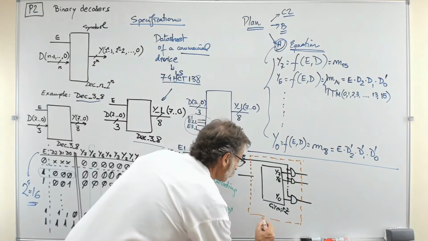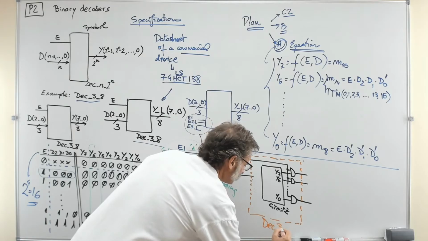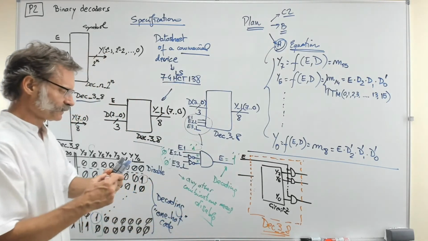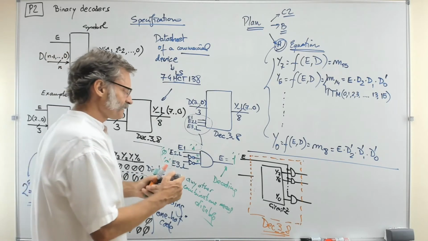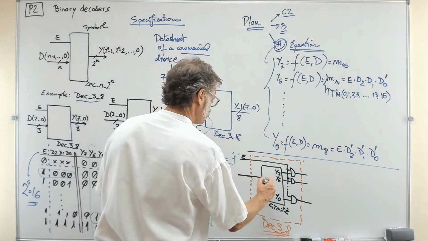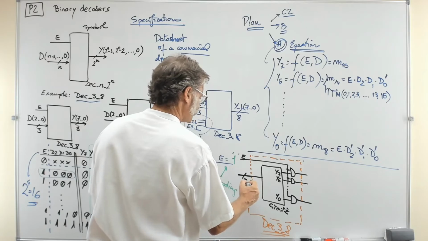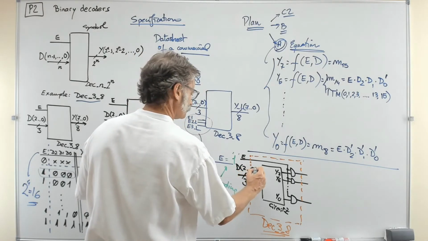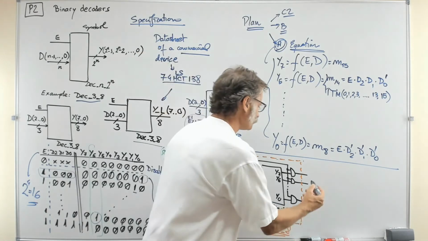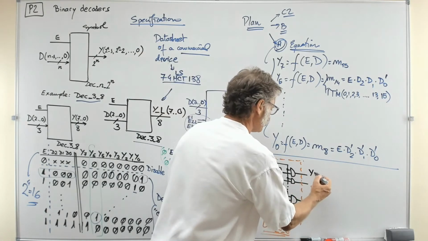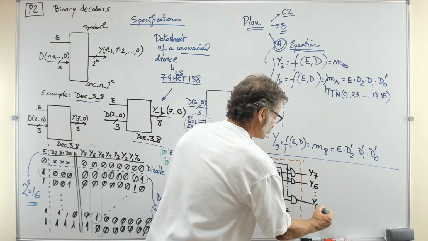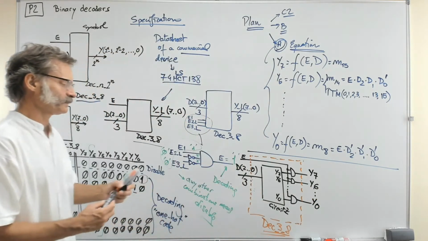Well, the decoder 3 to 8. Let's not change it. So the decoder 3 to 8 has that number of inputs. Three wires that are labeled D2 down to D0, and then outputs that are labeled Y7, Y6, down to Y0. That's what you've got here, okay?